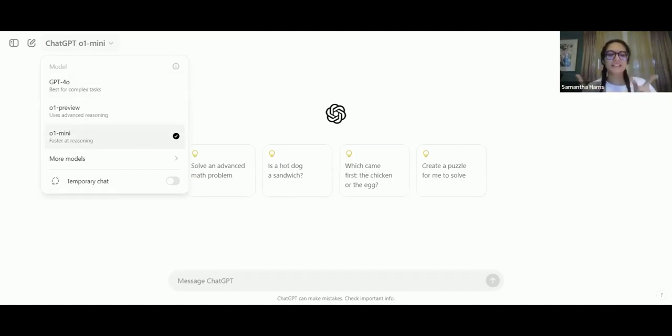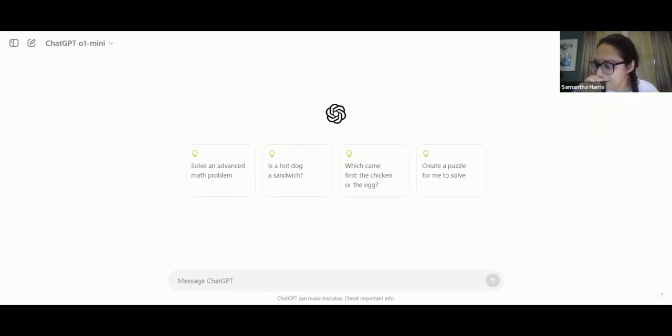Mini is just exactly as the name implies, just a smaller version of 4, but you can still get a lot done with it. I'm going to show you a bit about what it can do. Let's take a look at some everyday examples.